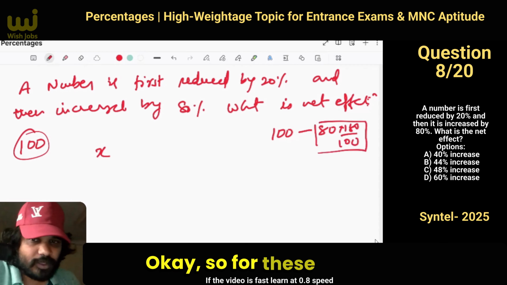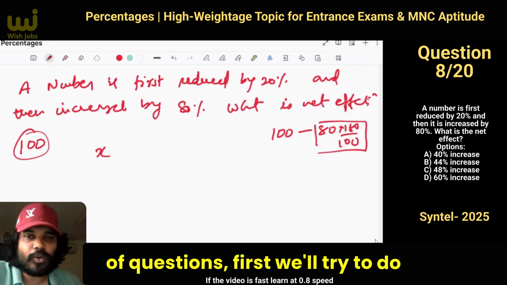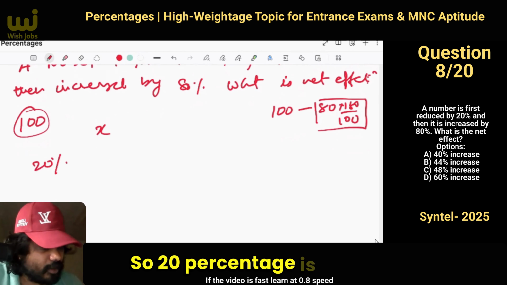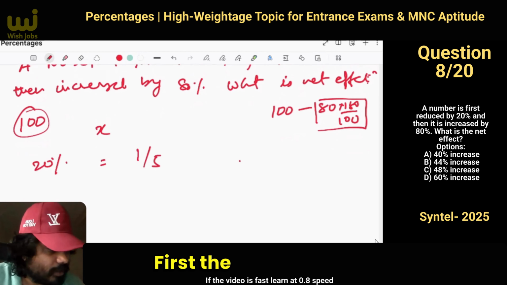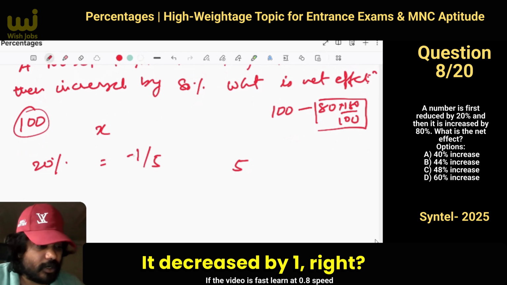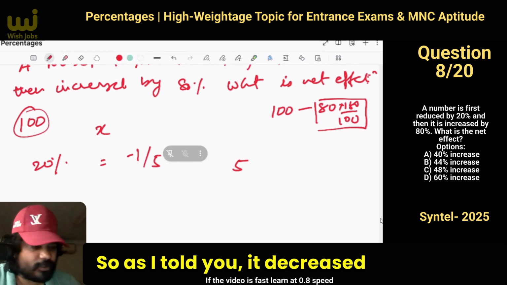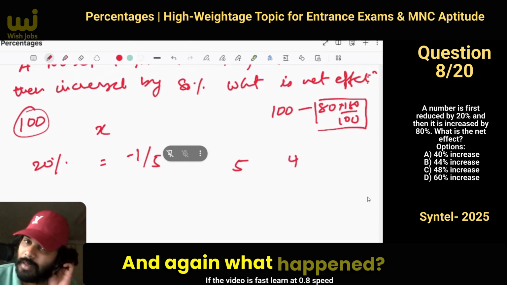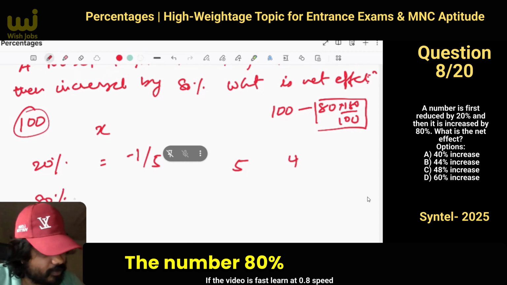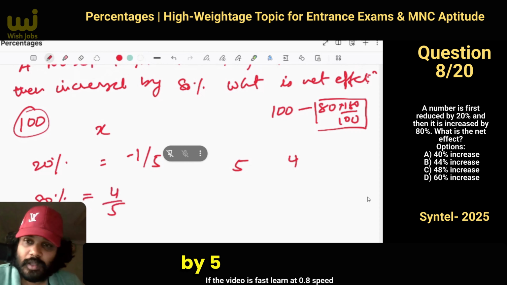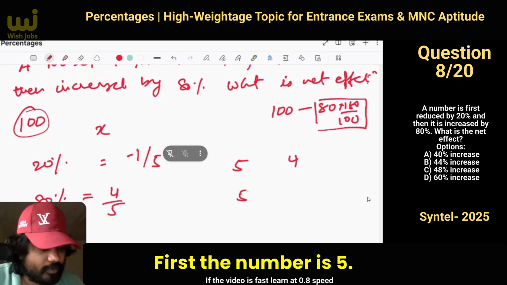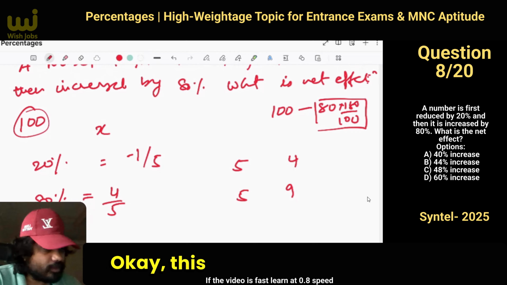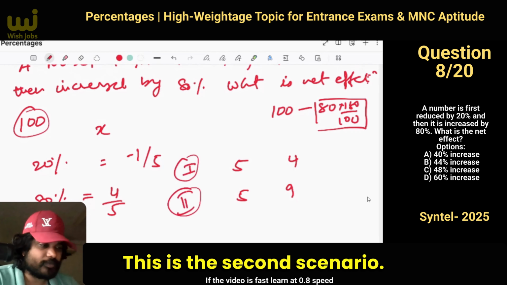For these kind of questions, first we'll try to do it in the easier method. So 20 percentage is 1 by 5. First the number is 5, it decreased by 1, so the number became 4. And again what happened? The number increased by 80 percentage, which is 4 by 5. First the number is 5, it increased by 4, that means 5 plus 4 would be 9. This is the first scenario, this is the second scenario.